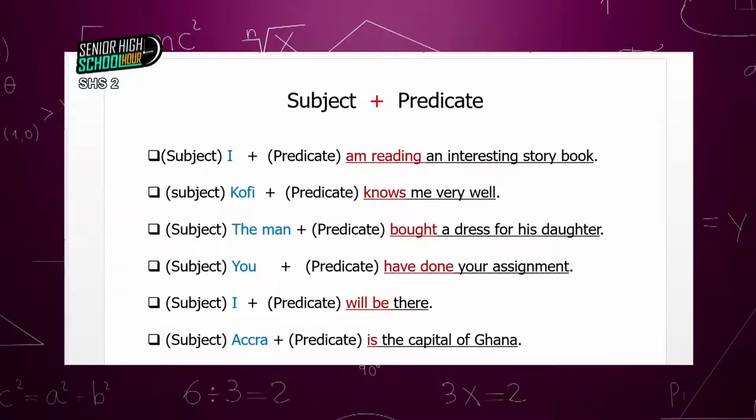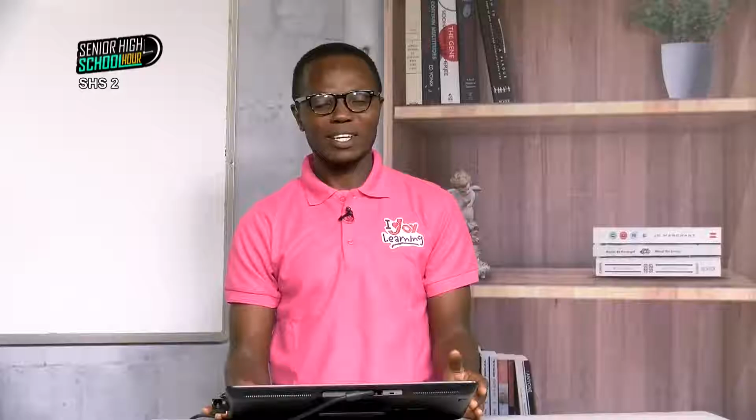You have done your assignment. Have done your assignment is the predicate, and the subject is you. The next one, I will be there. Will be there is the predicate. I, the subject. And as I said, the subject must always agree with the predicate or the verb that heads the predicate. That's why in English, if you remember, we learned subject-verb agreement. So we do not just say that once I find my verb, then what is on the left side is just the subject. The subject has a relationship with the verb, which is the head of the predicate. And many times they will agree in number.